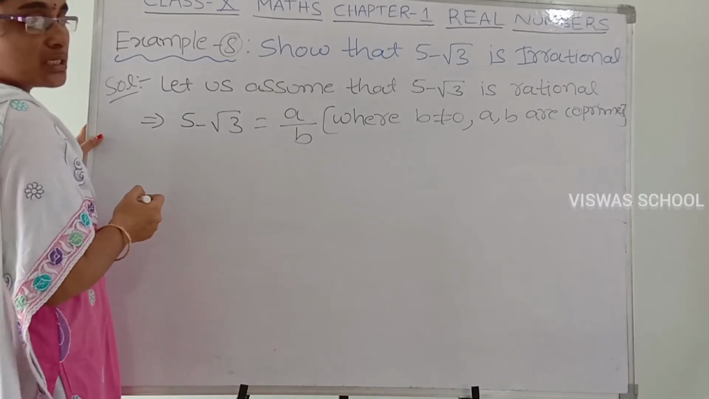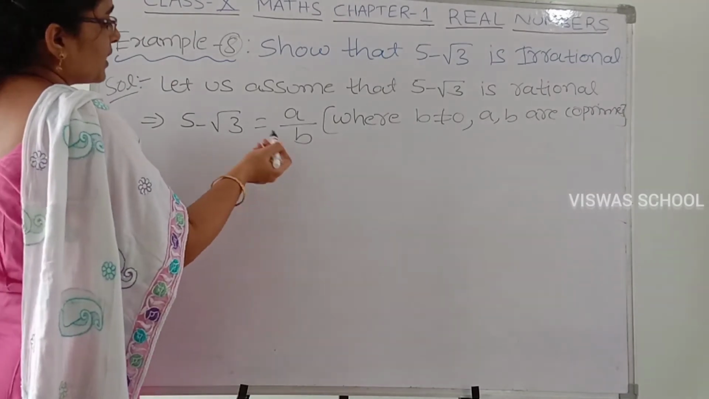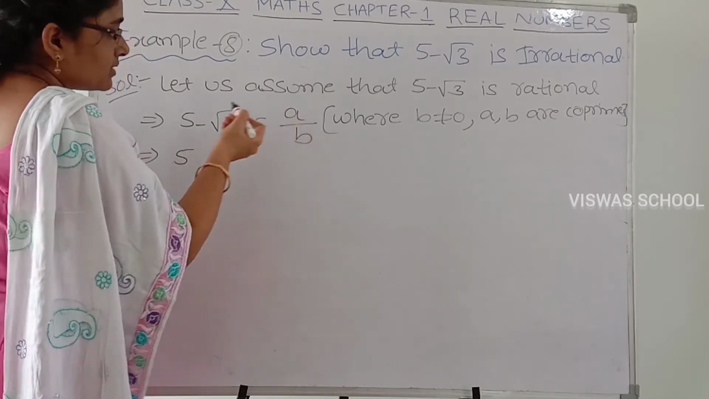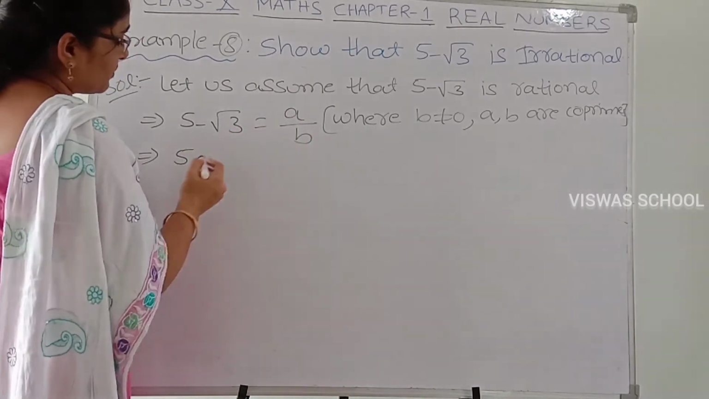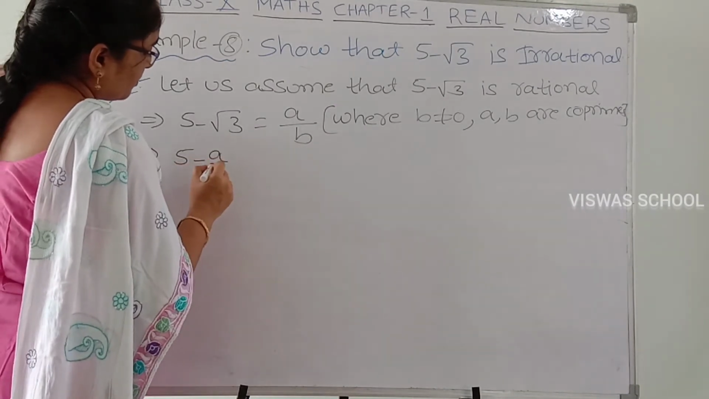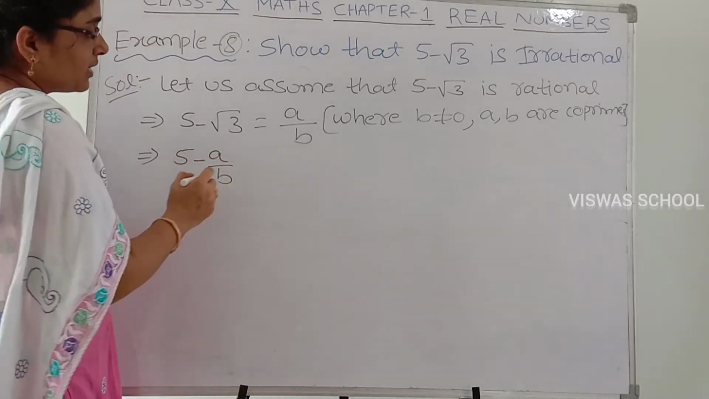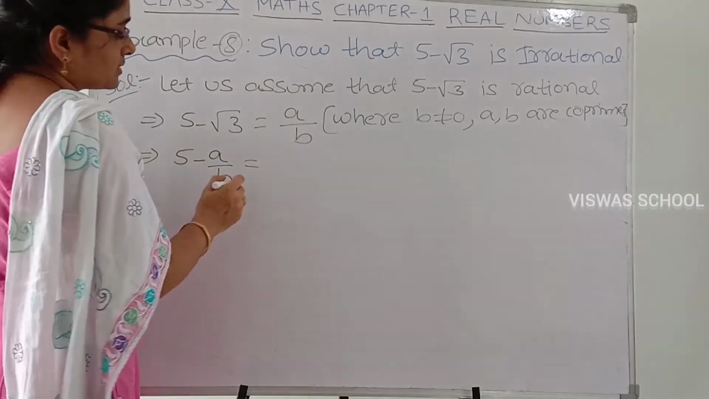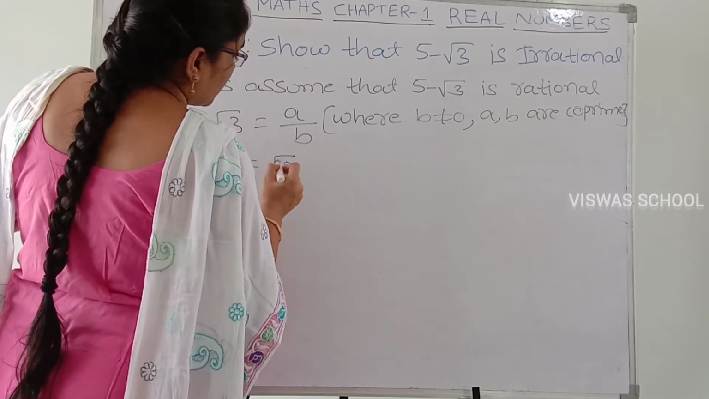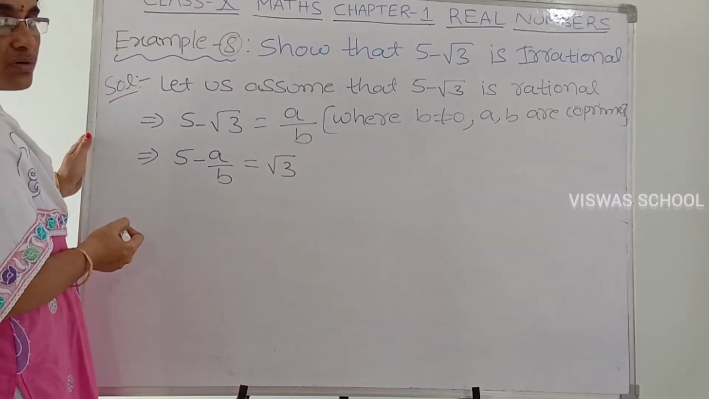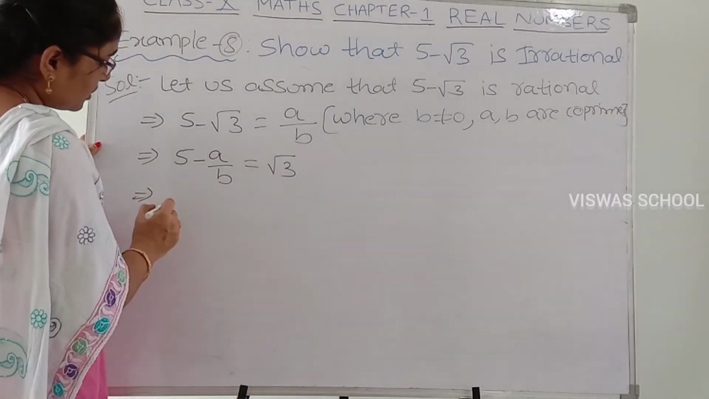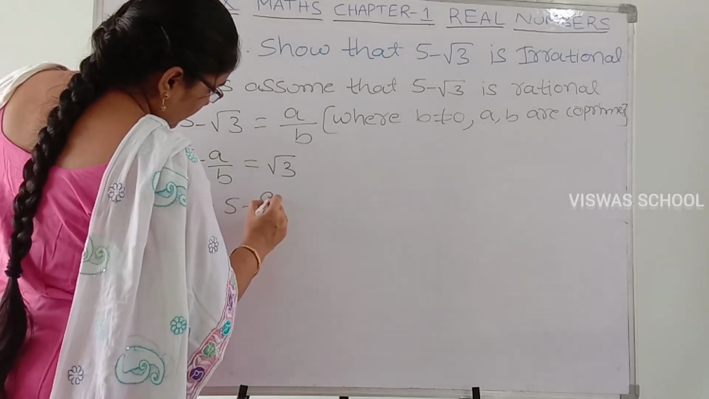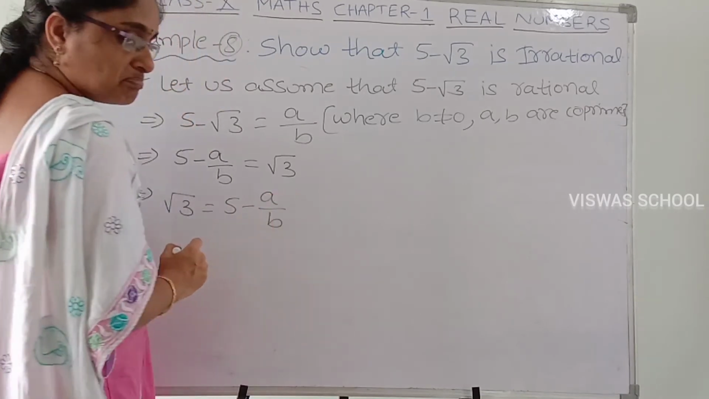5 minus root 3 is equal to A by B. Write this A by B to the LHS side. Now it is changed as 5 minus A by B. And this is equal to, write this minus root 3 on the RHS side. Now it is changed as plus root 3. 5 minus A by B equals root 3. That means root 3 is equal to 5 minus A by B.